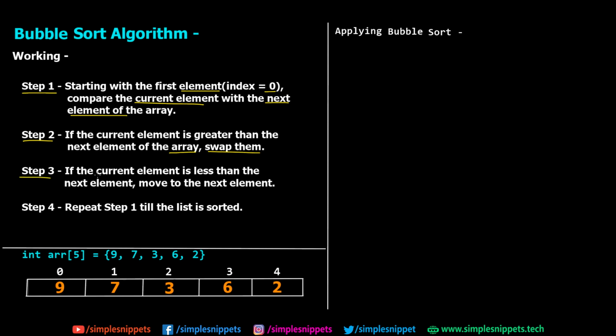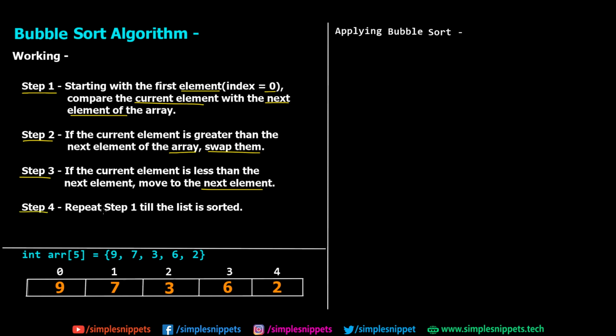Moving on, if the current element is less than the next element, move on to the next element. So if current element is smaller than the compared element, that is the element to the right of it, then we don't need to do any swapping, right? Then we just have to move to the next element.